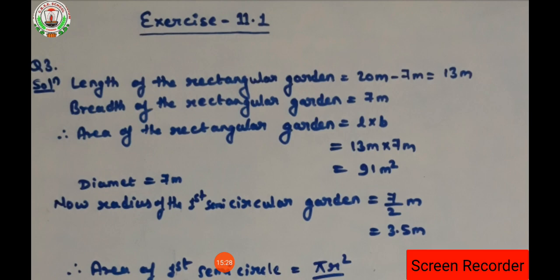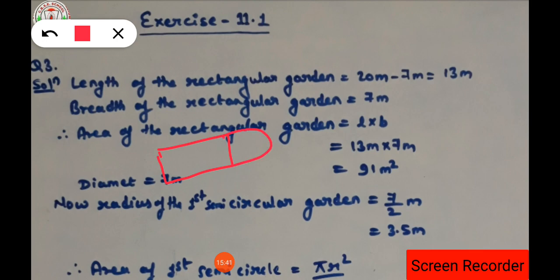What is said in question number 3? The garden is in the form of a rectangle, and one side of the garden is in the form of a semicircle. Like this it is said, isn't it? Here the length is given as 7, and here 20 is given, isn't it?